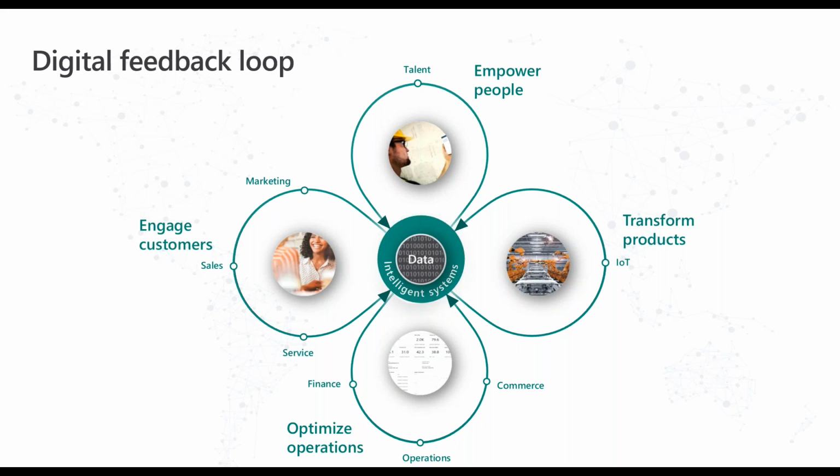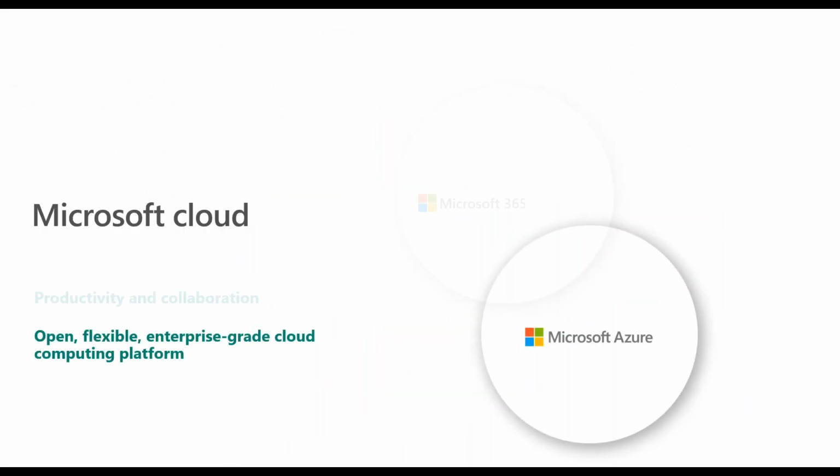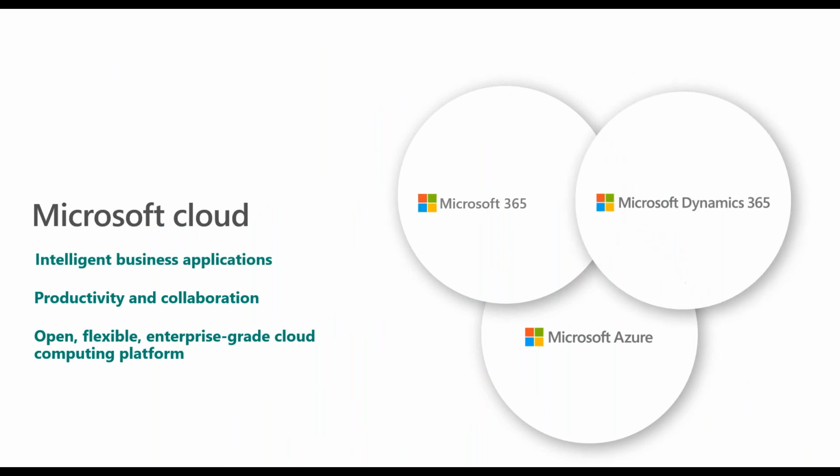So all of this is on the Microsoft Cloud. When we talk about our business applications, everything's pegged by Microsoft Azure. You've got Microsoft 365 running on Azure infrastructure, and Microsoft Dynamics 365 running on Azure infrastructure. We're building intelligent business applications, looking at productivity and collaboration with Microsoft 365 and Teams, and basically an enterprise-grade cloud computing platform for Azure.